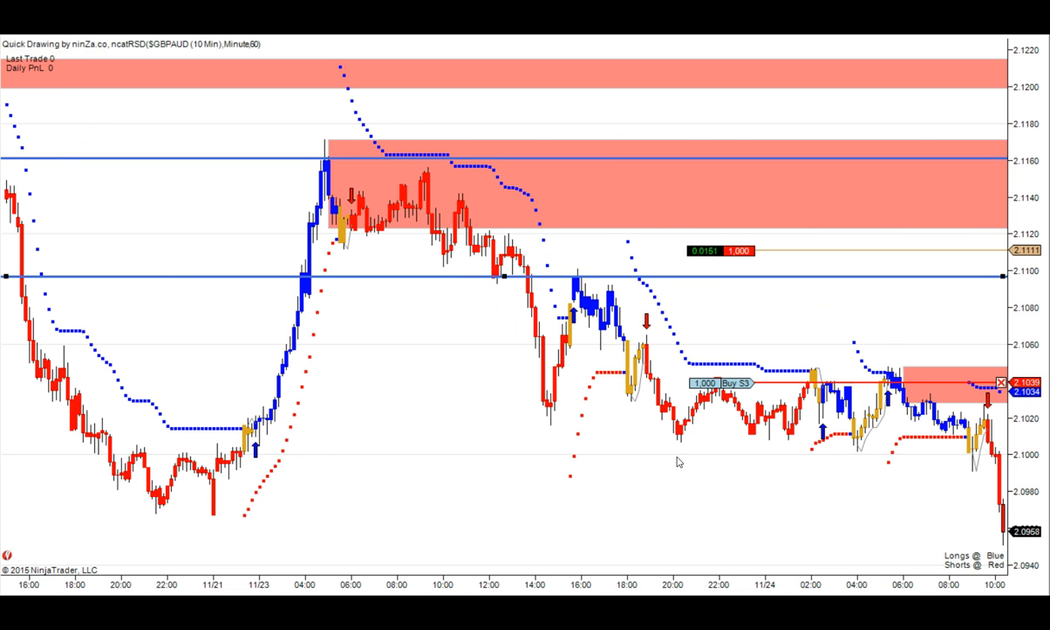How you doing, traders? Currently trading Great British Pound AUD. Currently up like 100 and it's pulling back a little bit. 150. The trailer is still running.